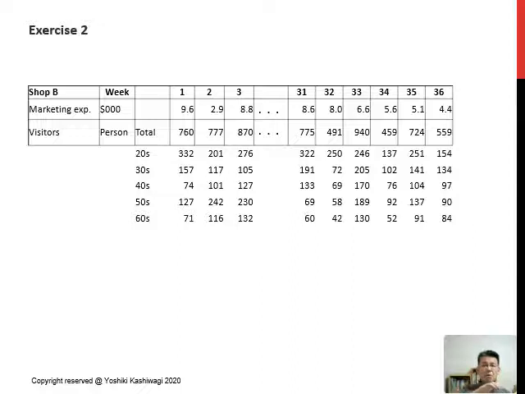So you can take a correlation coefficient between marketing expense and number of visitors in their 20s. And next, marketing expense and 30s, and marketing expense and 40s. You can repeat this exercise and you can see with which age group marketing expense correlates. If you can find a strong correlation coefficient with some age group, that means this marketing expense is effective for the age group.